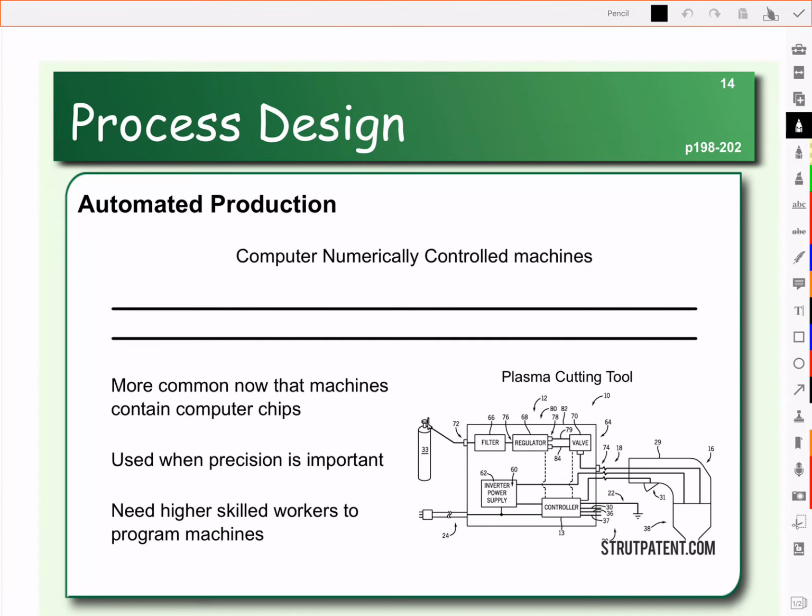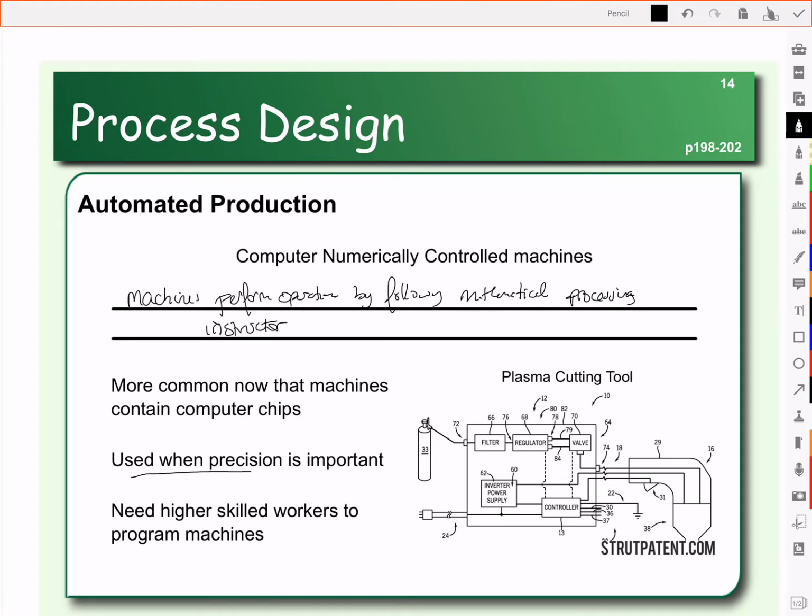In order to do that, we need computers to control machines. And so we have what are called CNC machines, or computer numerically controlled machines. This is where our machines perform operations by following mathematical processing instructions. So somebody is writing code to tell the computer, and the computer will tell the machine what to do. We couldn't really do this until our machines started to contain computer chips.